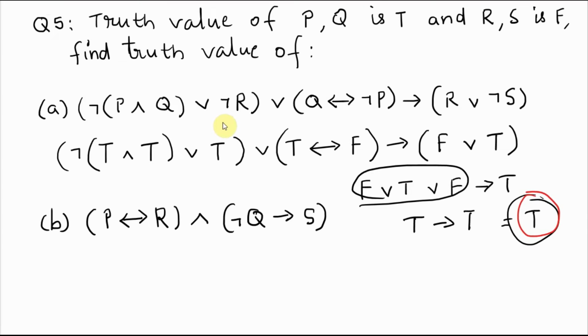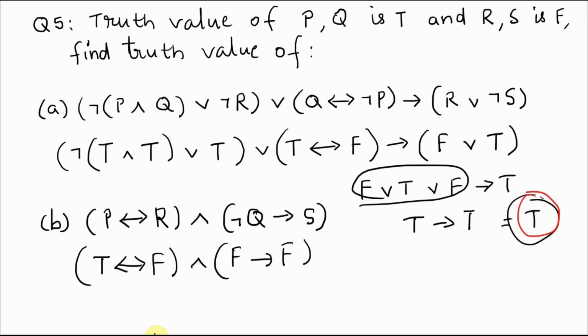It is true. Similarly, we can evaluate the second compound proposition. P is true, and then we have a biconditional. R is false, and we have not of Q. Q is true, so not of Q is false, implies S. S is false.